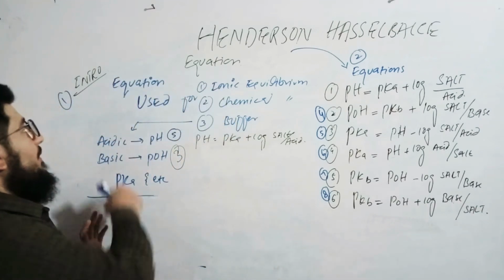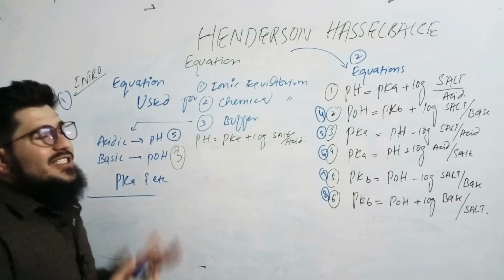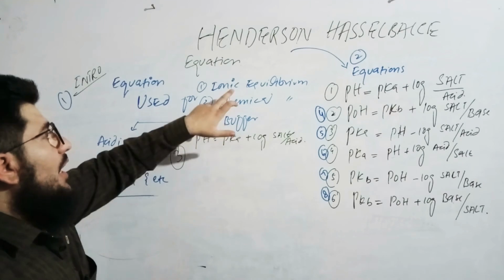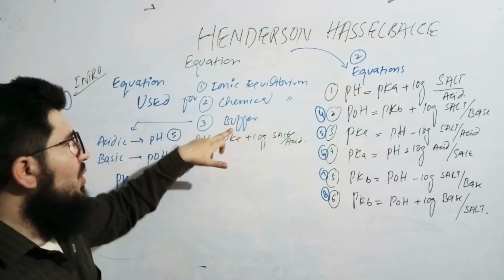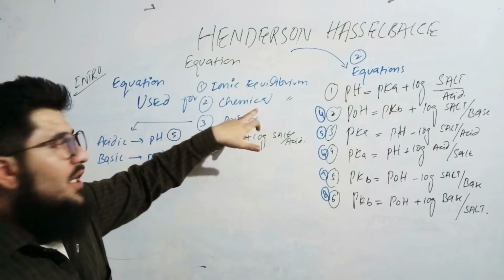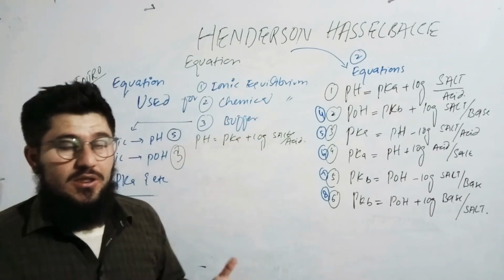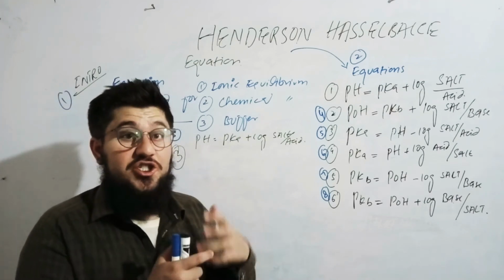Coming to point number 1, that is the equation's use. Now, what is this equation used for? Very simple. For identifying ionic equilibrium, chemical equilibrium, or buffer. We have discussed ionic and chemical. Now let's come towards the buffer. Now, first of all, what does buffer mean? Simple. Buffer means to resist a change.